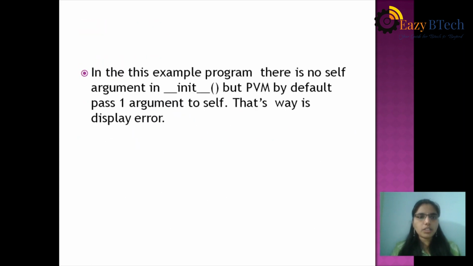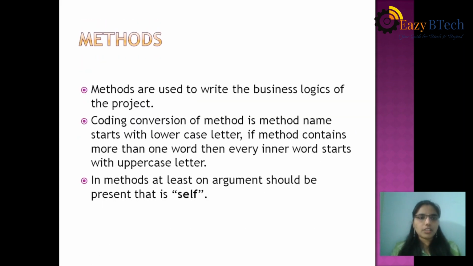Let's move on to the methods concept. What is a method? I already told about the methods concept in the previous session, so let's discuss the methods topic. Methods are used to write the business logic of the project. The coding convention of a method is that the method name starts with a lowercase letter. If a method contains more than one word, then every inner word starts with an uppercase letter. In methods, at least one argument should be present, that is self. I already told this in the previous session.